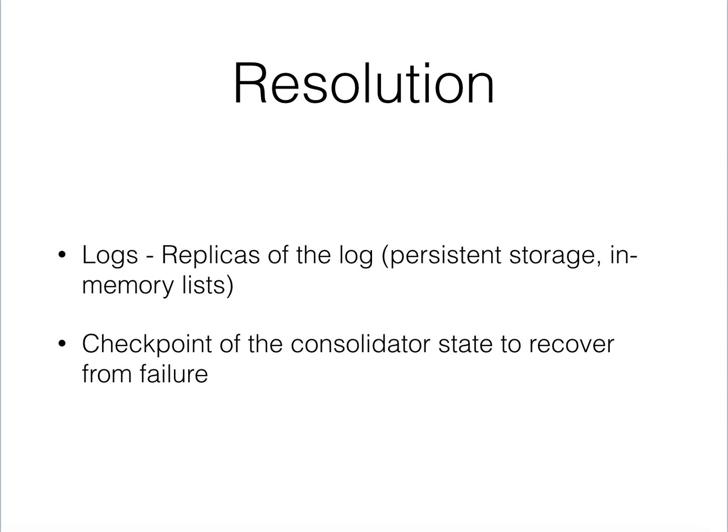So a couple of things that we could do is we could have the logs, and we can, instead of keeping it in memory, we could have it on a persistent storage, for example, maybe on Redis, and have in-memory lists for those logs. And for the consolidator failure, we could have a checkpoint mechanism where you could store the consolidator state to recover from such failures.